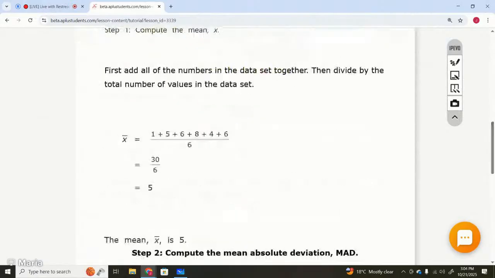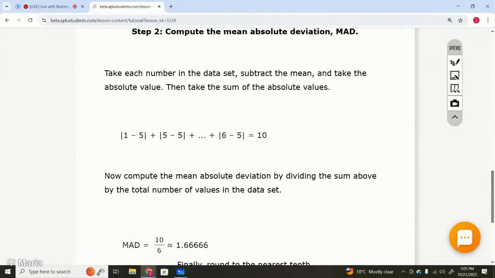First, add the dataset together, then divide by the total number of values in the dataset. Like you need to calculate the mean, right? The mean is add up all the numbers divided by the number of values given. So that is 30 divided by 6. The mean is 5.